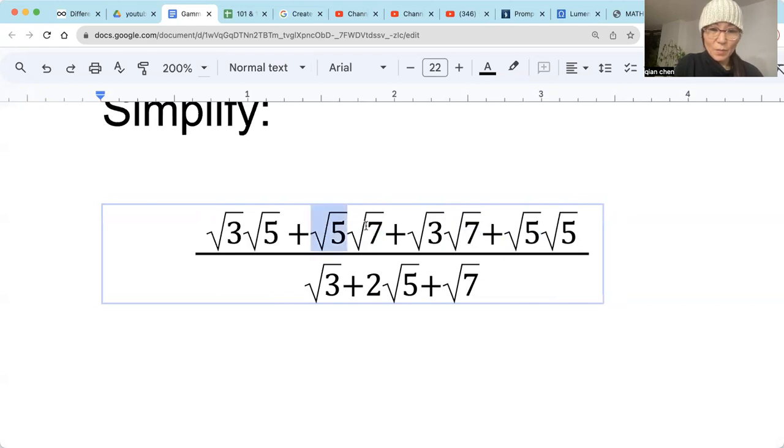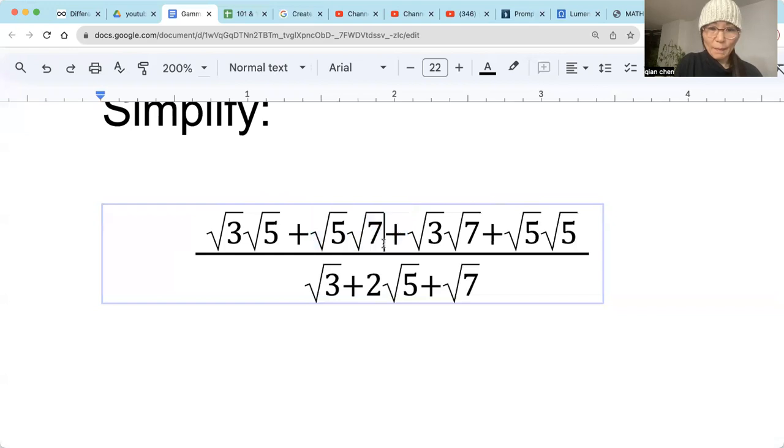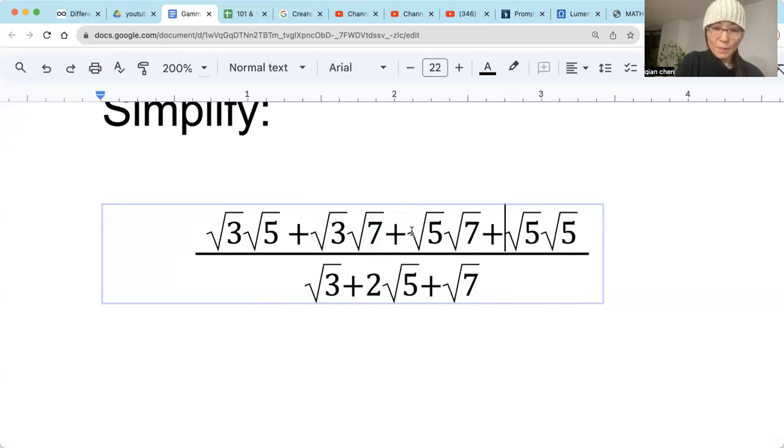Okay, maybe if I want to switch those two, if I want to put it over here, well, I don't want to do that. Let me just copy and paste. If I copy this one, paste it to be here. So I can factor out square root of 3 from the first two. You see the first two. Square root of 3 is a common factor. Then inside the parentheses, I could have square root of 5 plus square root of 7.